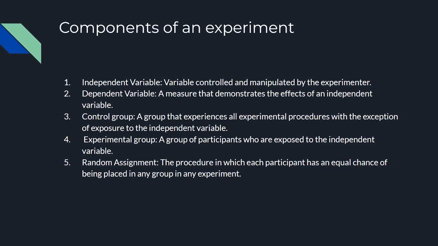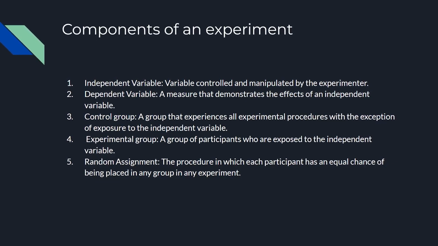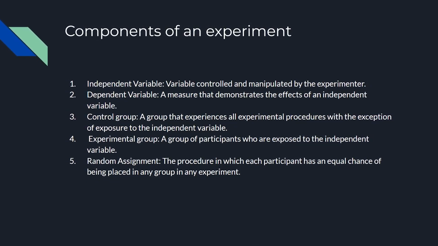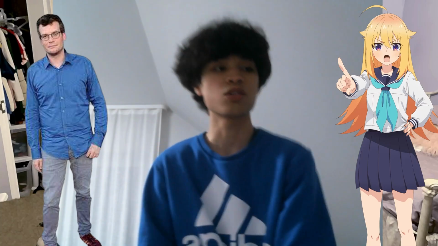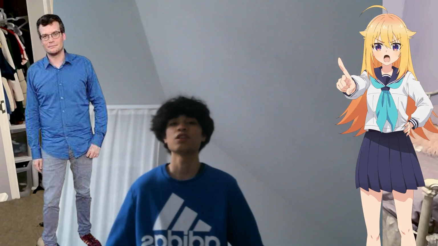And finally, number 5, we have random assignment, which is the procedure in which each participant has an equal chance of being placed into any group in any experiment. And to make it easier to understand how each of these components work, here's an example experiment.